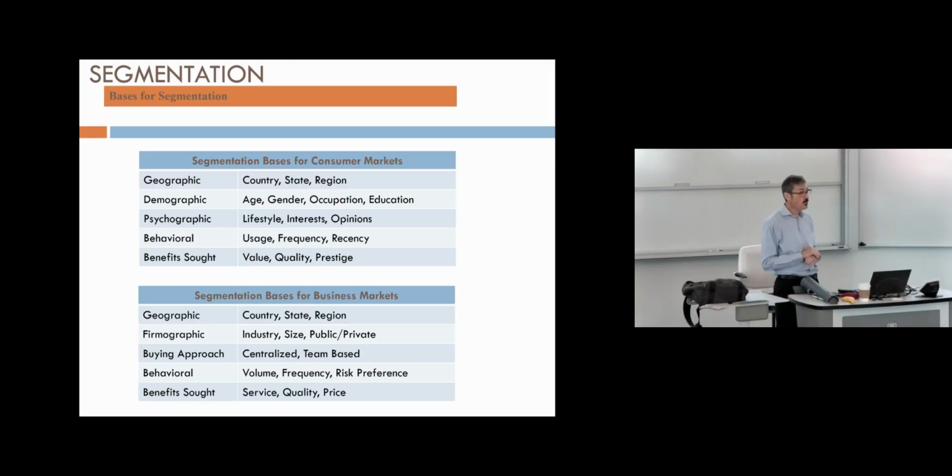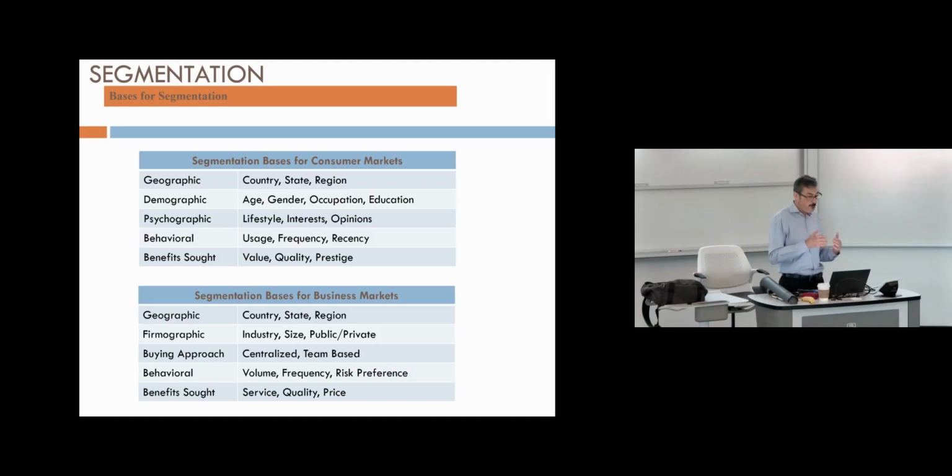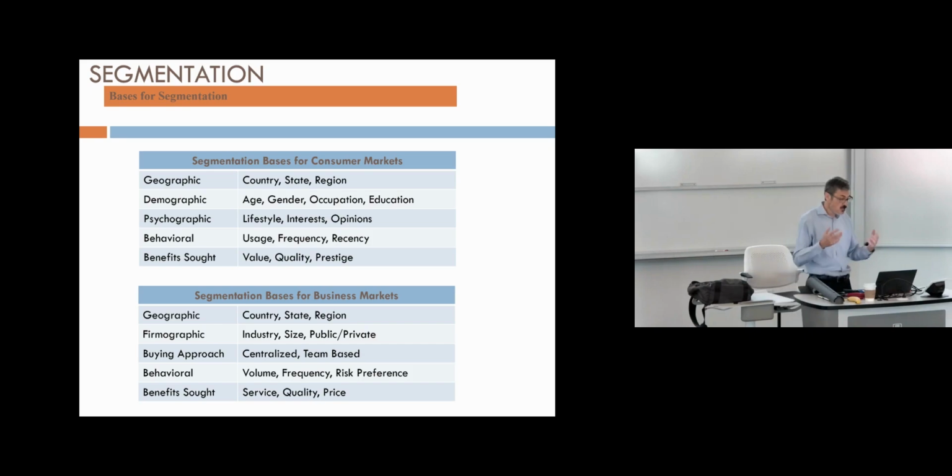I can also think about behavioral differences in firms. So what volume do they purchase at? There are the large firms and the small firms in terms of how much they purchase, or how frequently, or what the risk preferences are. All of these things might differ in terms of what the companies that might be purchasing value. And if I recognize that, then maybe I'm going to produce something that fits one of those segments rather than trying to be all things to all of them.